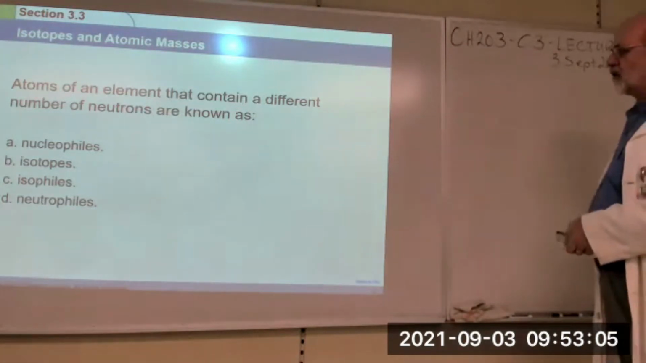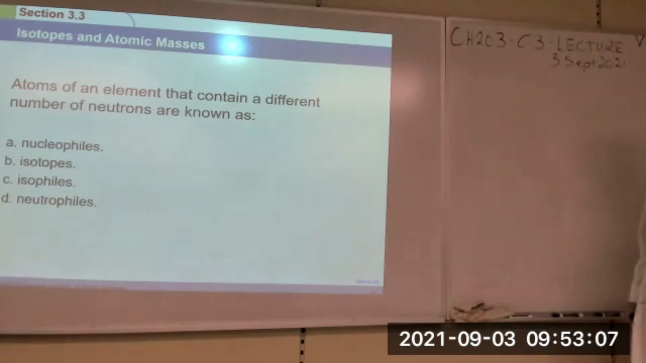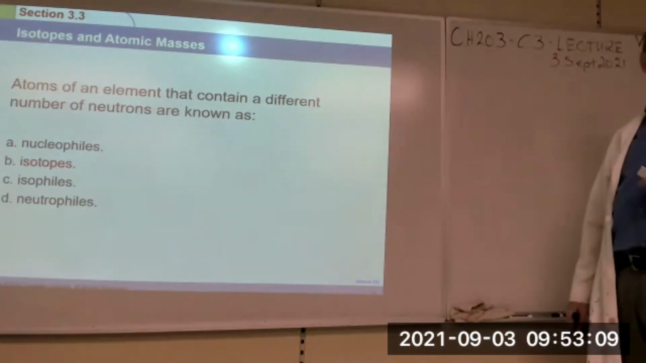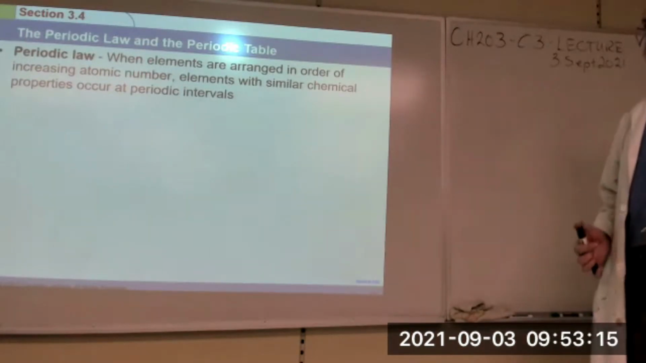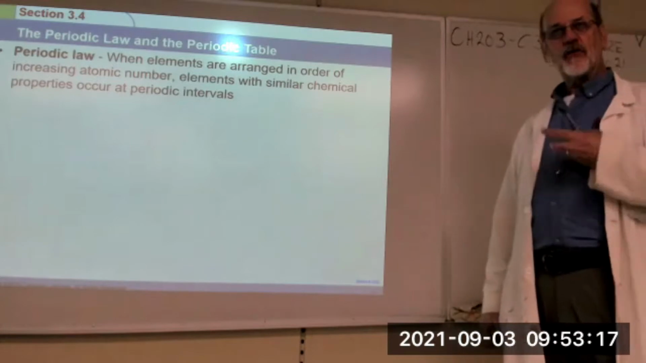Test the question, quiz time. Atoms of an element that contain a different number of neutrons: isotopes. Okay. Let's take a more detailed look at the periodic table, how it's organized.